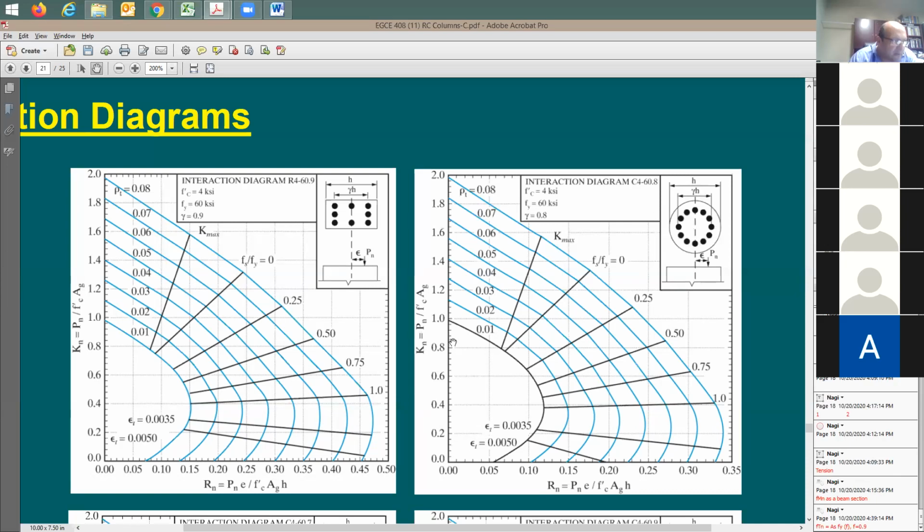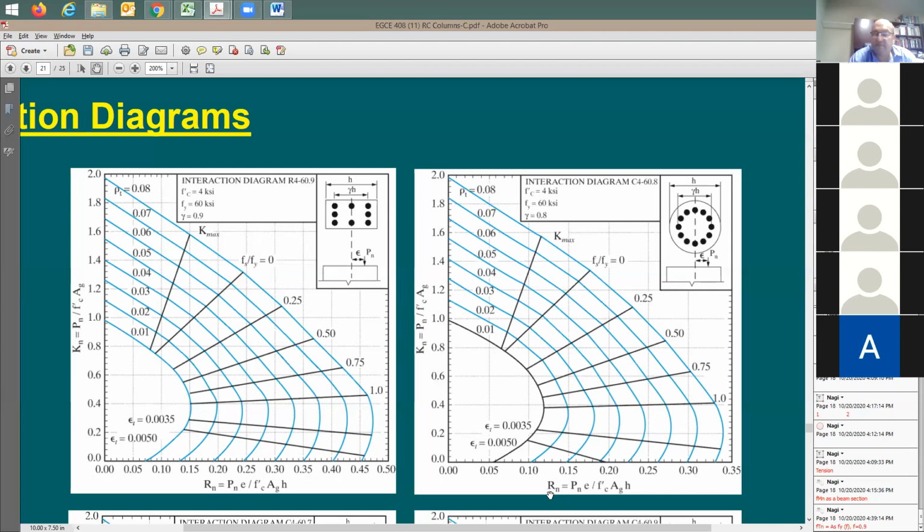So what do you have here on this axis? It says Kn, a factor called Kn, and it's going to be equal to Pn divided by F prime c times A sub g. So okay, yeah, this represents the axial load because it's kind of a normalized axial load. You take the axial load divided by F prime c times Ag. But the phi factor is not there. Don't forget, the phi factor is not included in here. That's why I don't see the breakdown in this area.